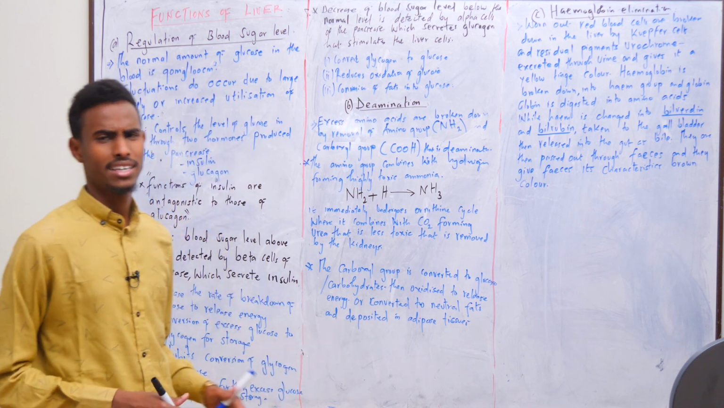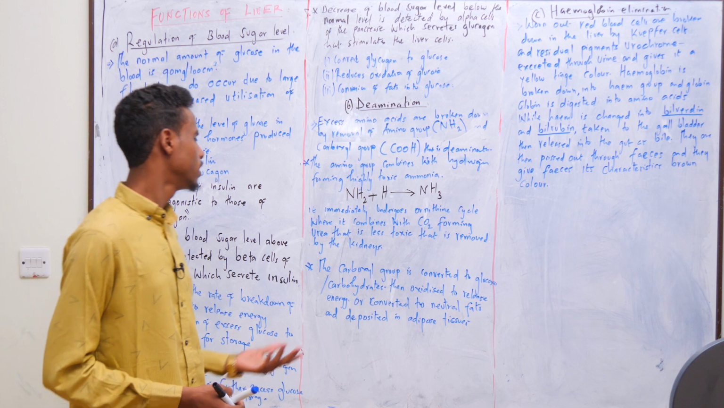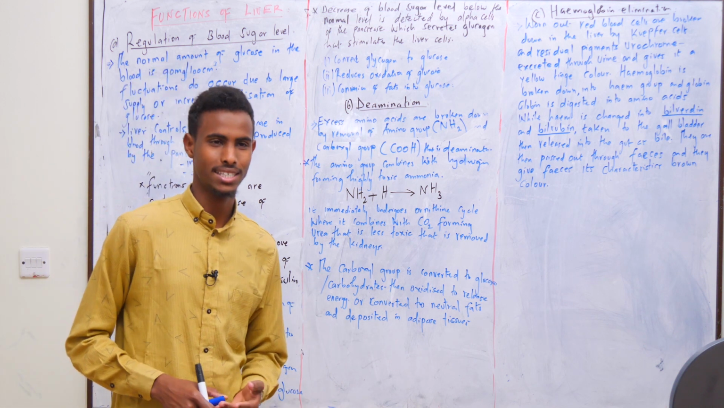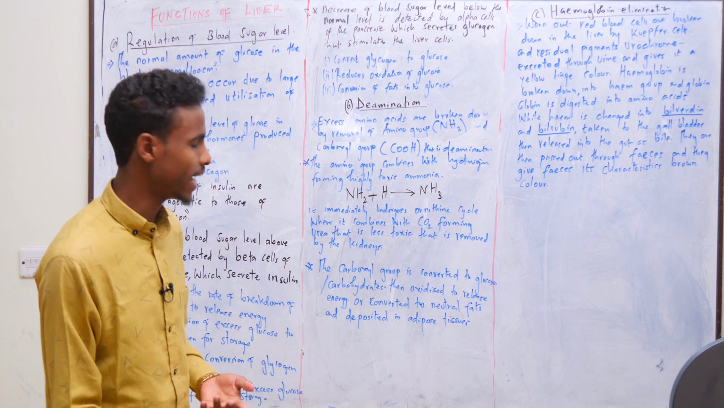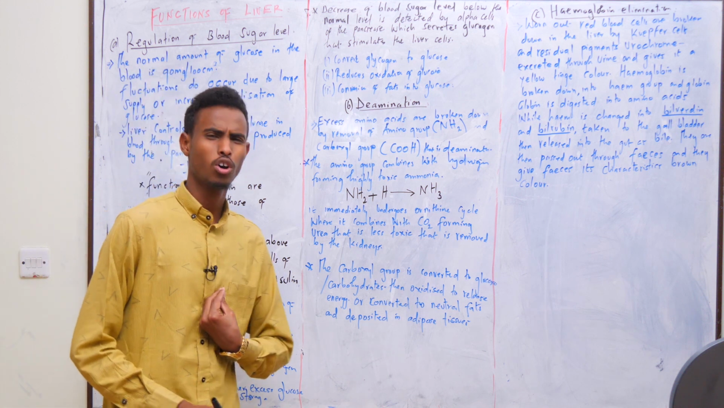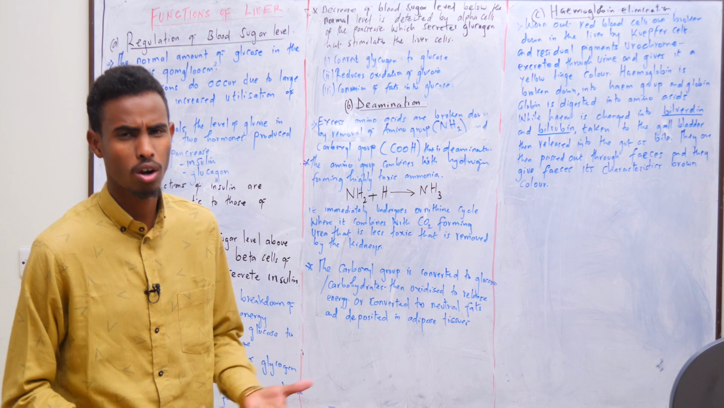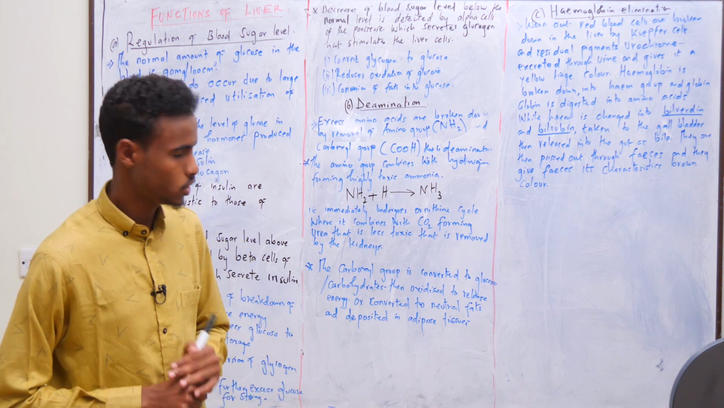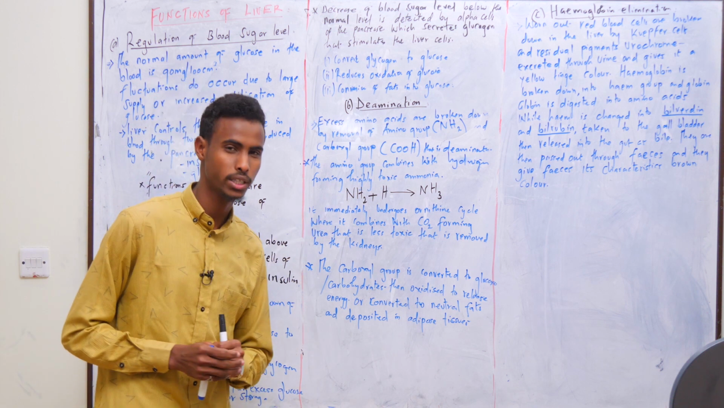On the other hand, what happens to the carboxylic group? The carboxylic group is converted to glucose or carbohydrates, then oxidized to release energy, or rather converted to neutral fats and deposited in adipose tissues. And that is briefly about the deamination.